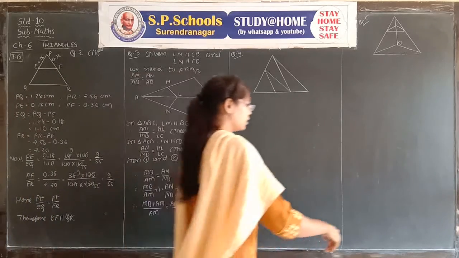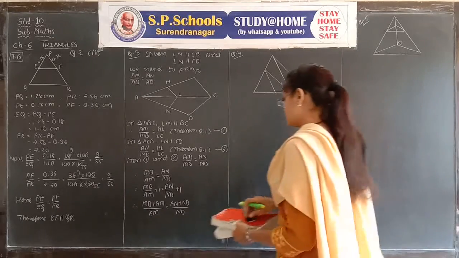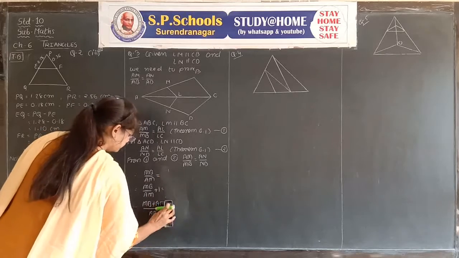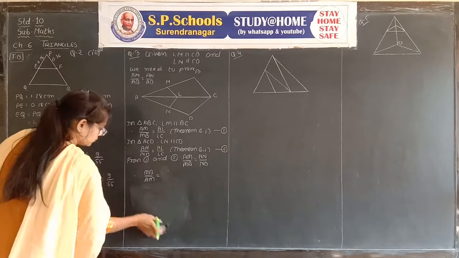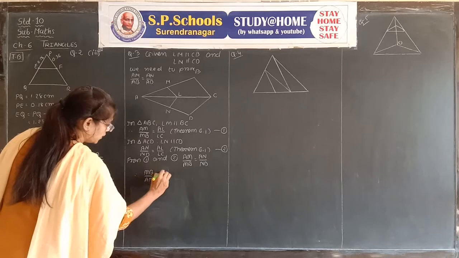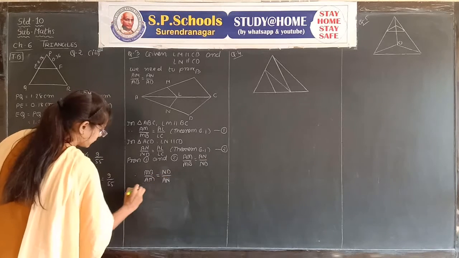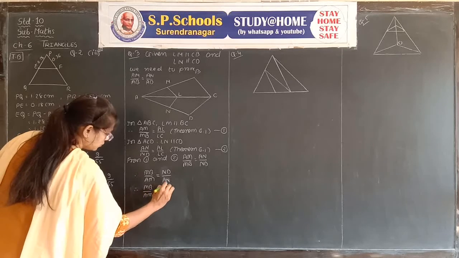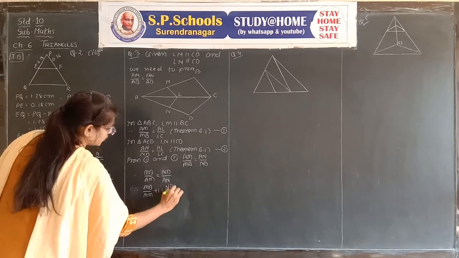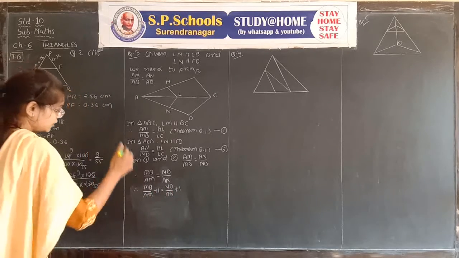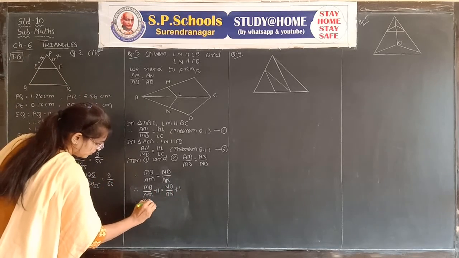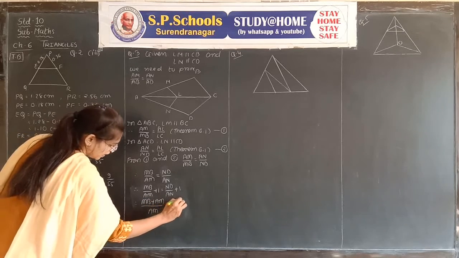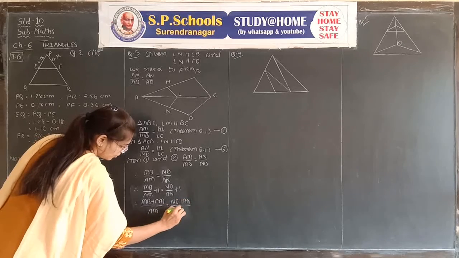Take the reciprocal on both sides. It's my mistake, MB. The left hand side is true: MB upon AM, and here ND upon AN. That's why MB upon AM plus 1 is equal to ND upon AN plus 1, because we proved that AN is in the numerator. Taking the LCM, (MB plus AM) upon AM is equal to (ND plus AN) upon AN.